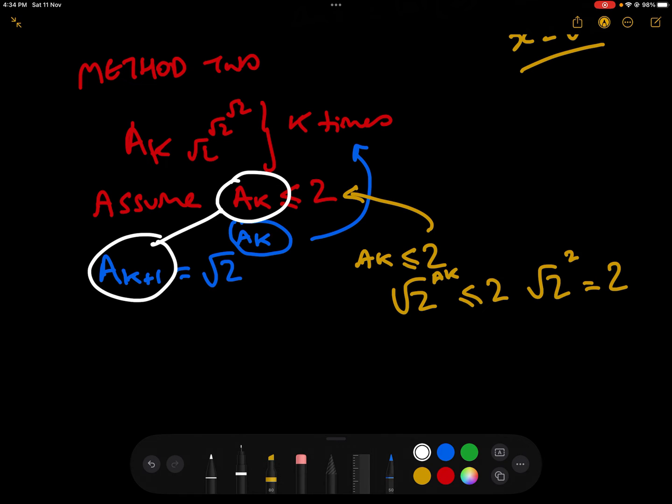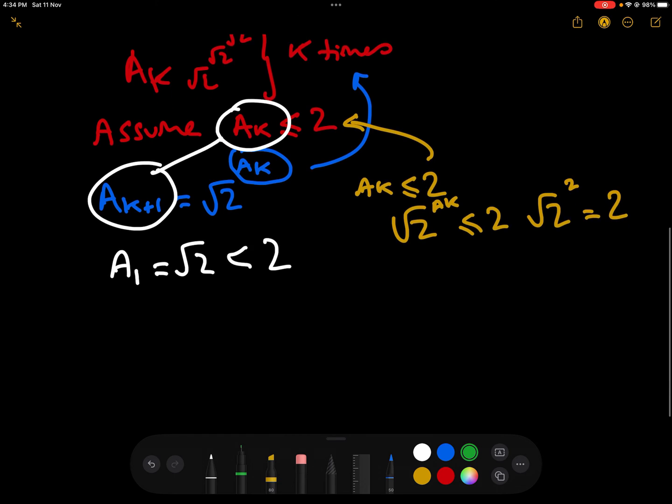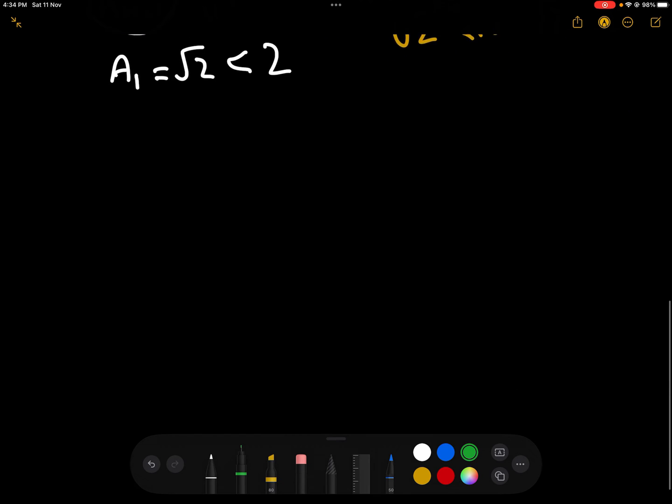Now all we need to do to complete the induction proof, so that it is less than or equal to 2, is look at a1. Well, a1 is root 2, which is clearly less than 2. And so therefore we have proved by induction that the expression root 2 to the power of root 2, the infinite power tower, is less than or equal to 2.